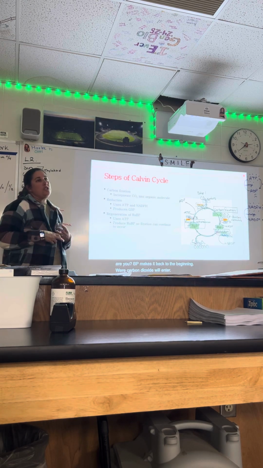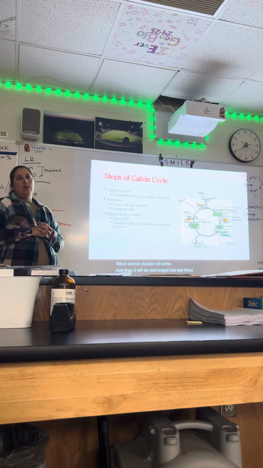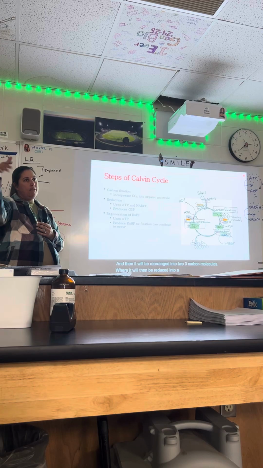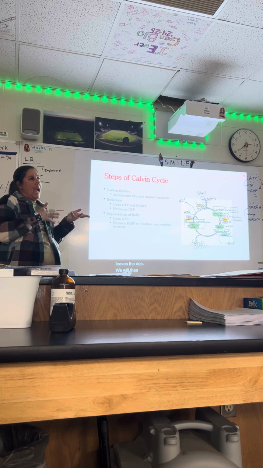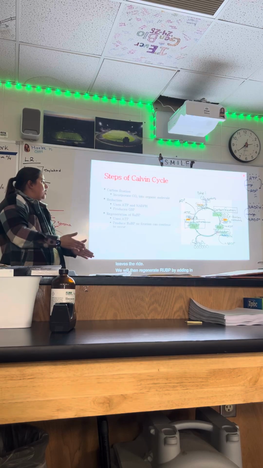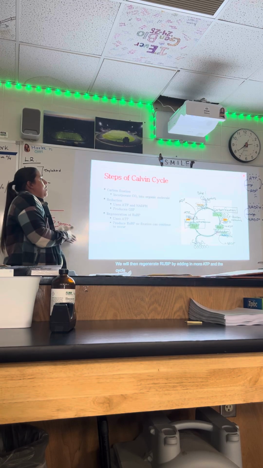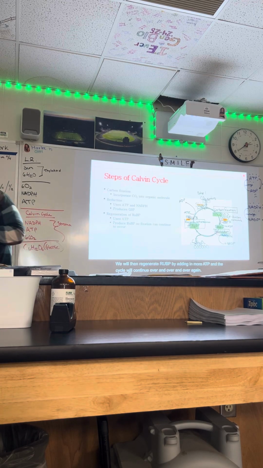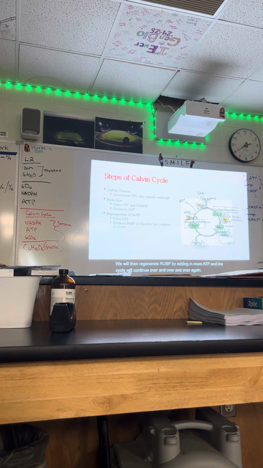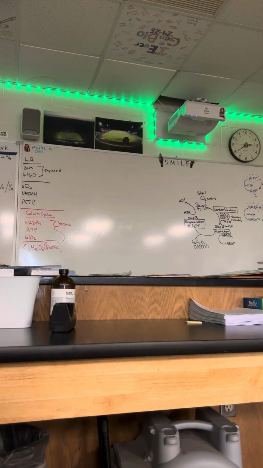And then it will be rearranged into 2, 3 carbon molecules, where it will then be reduced into a glucose molecule that leaves the ride. We will then regenerate RUBP by adding in more ATP, and the cycle will continue over and over and over again. Questions?